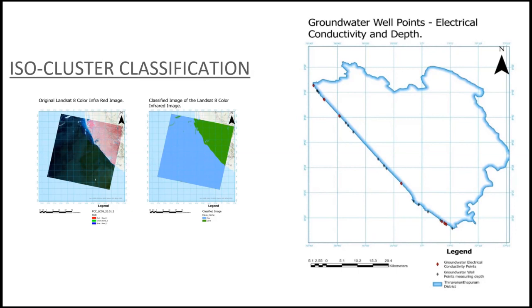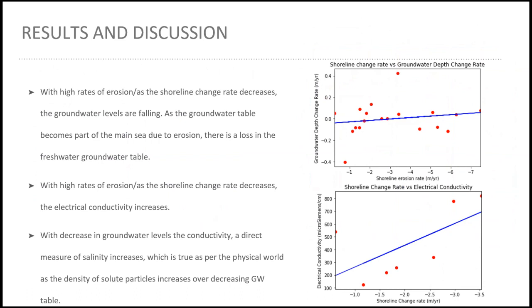For groundwater, we have seen that when the shoreline erosion rate is increasing, the groundwater depth change rate is also increasing. Meaning, as the groundwater table becomes part of the main sea due to erosion, there is a loss in the freshwater groundwater table. Also, with the shoreline erosion change rate, electrical conductivity also increases, which indicates that when there is erosion, the groundwater table loses some of its attributes to the main sea and the solute particles intrude in, which leads to the increase in electrical conductivity, or the salinity, of the groundwater table.